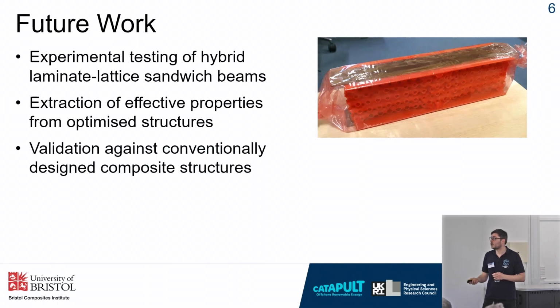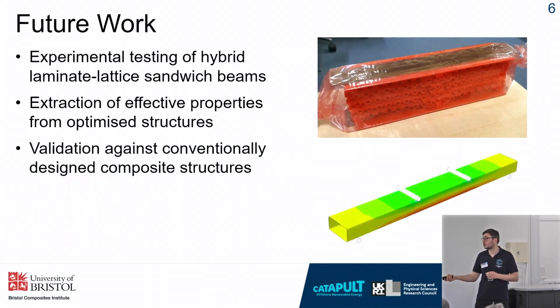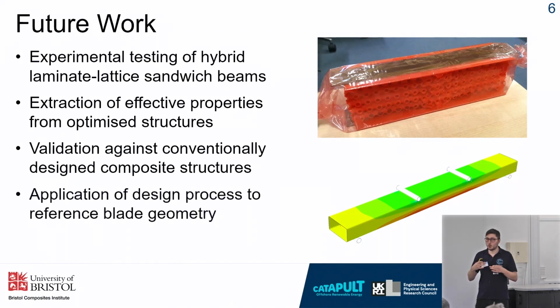Then we'll validate these structures against conventional structures like box beams and composite sandwich panels under 4-point bending, and see how they do in terms of mass. And then this all culminates in looking at blade geometry. I showed you a blade geometry before, but I've also got an optimized blade geometry on my laptop, on my poster, if you want to take a look.